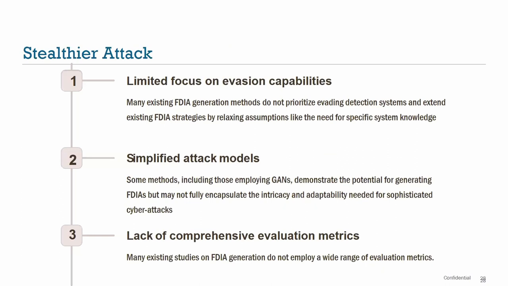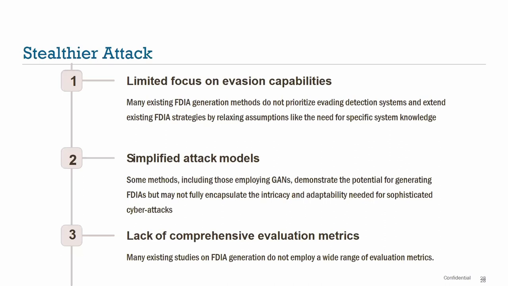So, another attack, a stealthier attack. This one is specifically about the false data injection attack we discussed, but the next generation of false data injection attack: how we can make it more complex, advanced, and stealthier. The focus on FDIA is on detection, so they have paid attention to the generation side. There is some work on generation of new FDIAs, but there are some limitations. First, they relax the assumption about having knowledge of the system, the Jacobian matrix. They have proposed new FDIAs that don't have to follow that information.